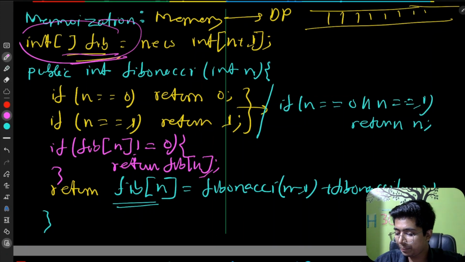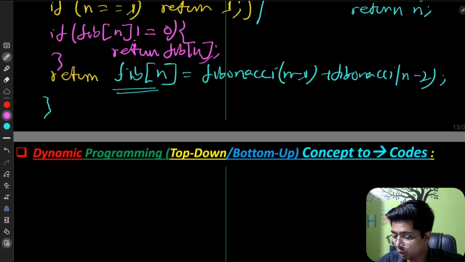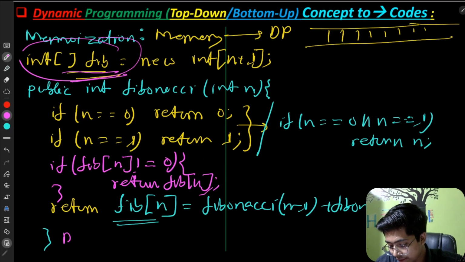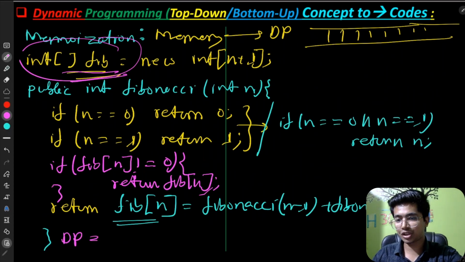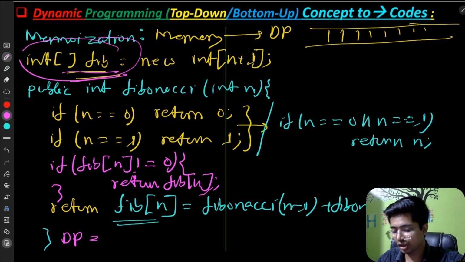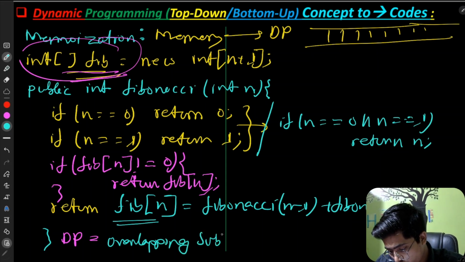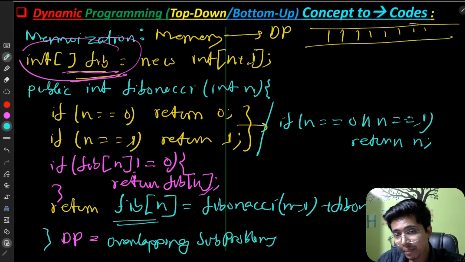So we can also call dynamic programming DP, this dynamic programming equals recursion plus memoization, that is overlapping subproblems plus memoization, that is overlapping subproblems plus memoization.